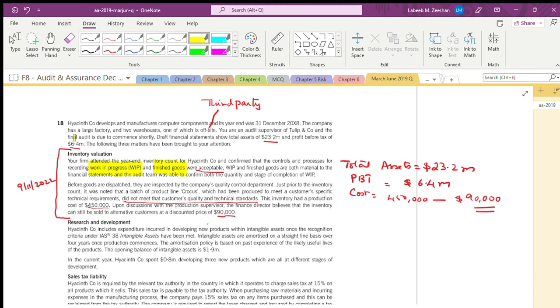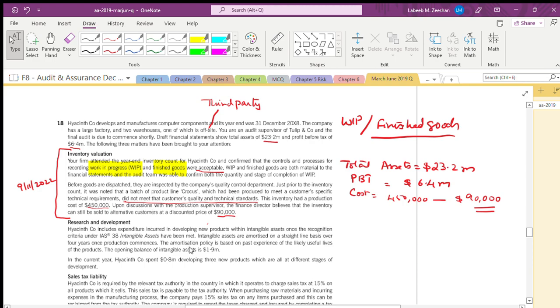Work in progress and finished goods are both material. Means they are what they are doing in this process. They are talking only about two things. One is work in progress. One is finished goods, which has been dispatched for the customer's requirement. Is it right?